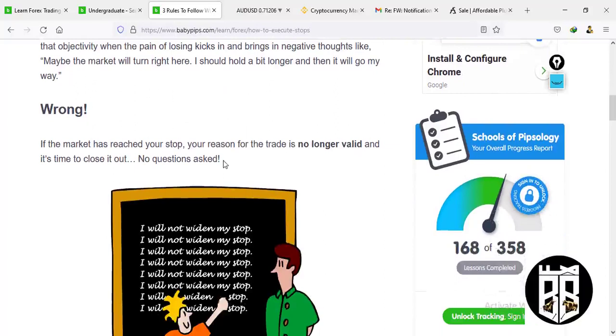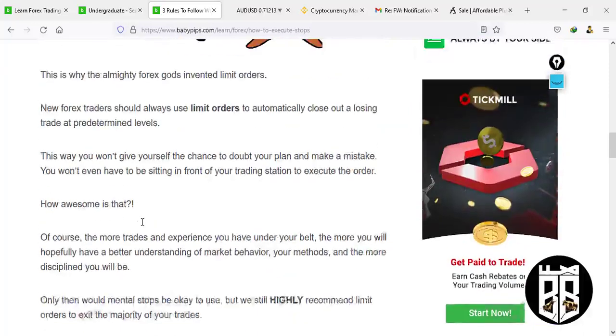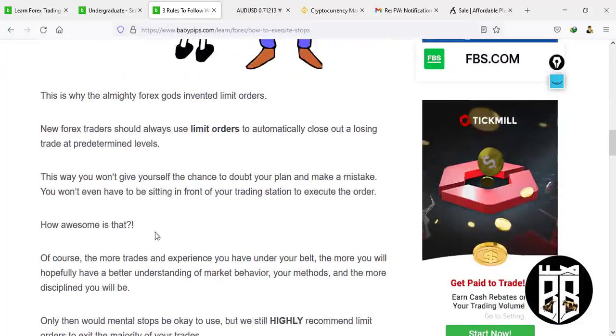Discipline is when you say, okay, my trade is no longer valid, I'm not going to widen my stop loss, I'm just going to take it as it is, suck it up. So discipline is when you actually stick to your guns. For example, a trader who says, I will not widen my stop, and all of a sudden he begins to widen his stop and widen his stop, which is not highly recommended. So use limit orders like we just did in the example I showed you here on MetaTrader 4.